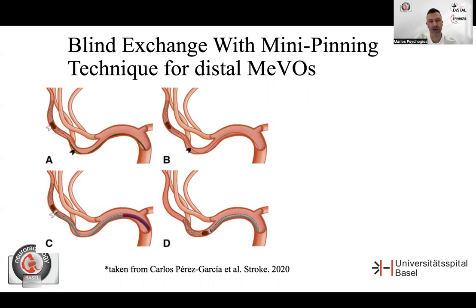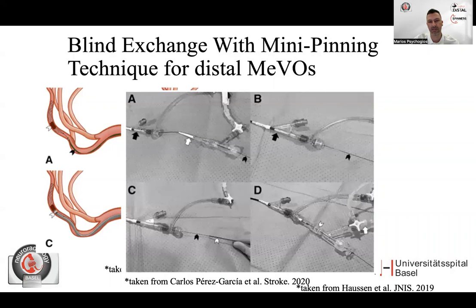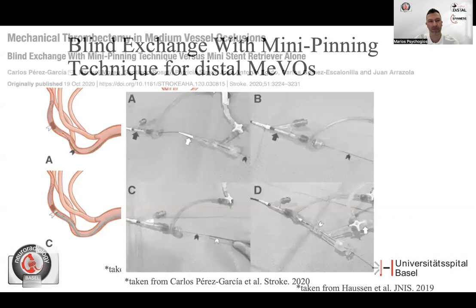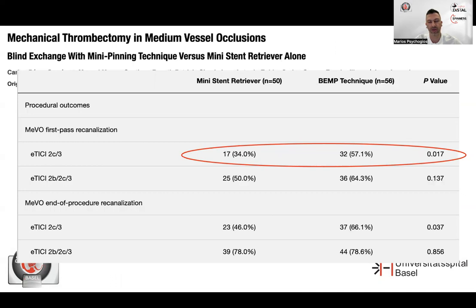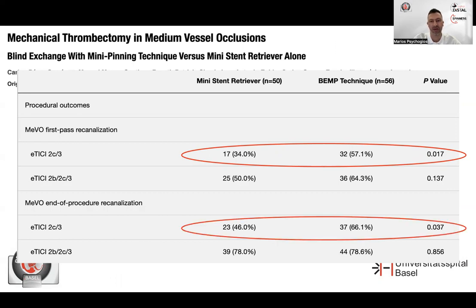You can see here that this is the setup that you have, but we also want some data on the results that we find. And as you can see here, on this paper, compared to stent retriever only, the combined technique has better first pass recanalization and also better end of procedure recanalization. Again, I think the numbers are not really important because those are smaller trials with not thousands of patients, but we definitely see a difference there.